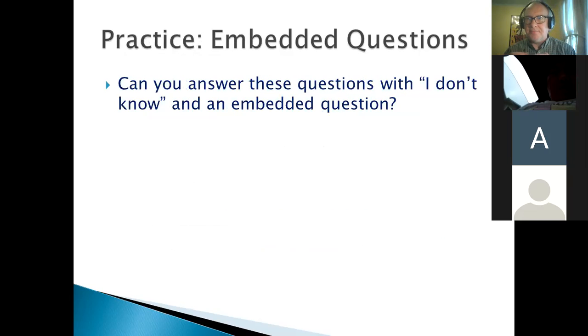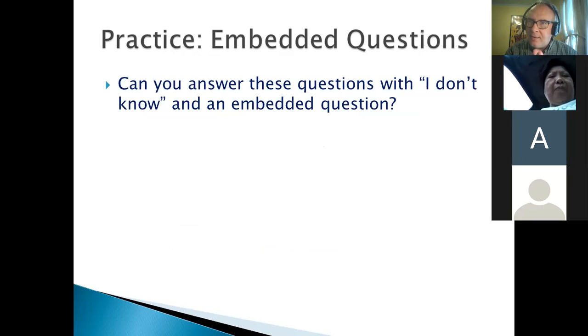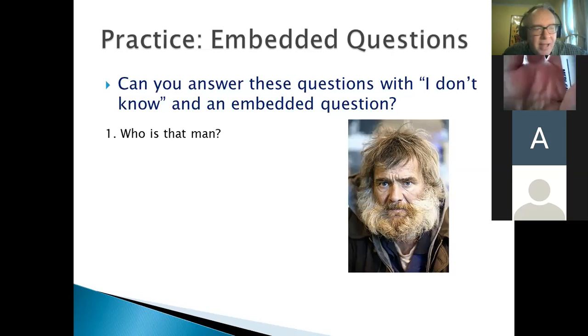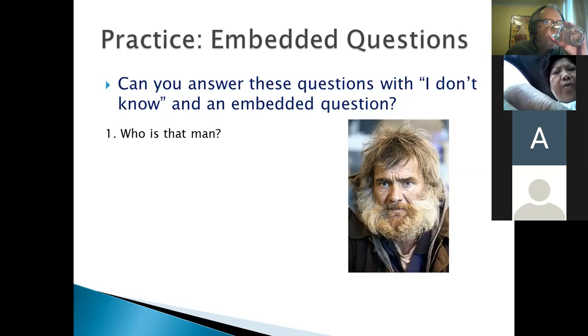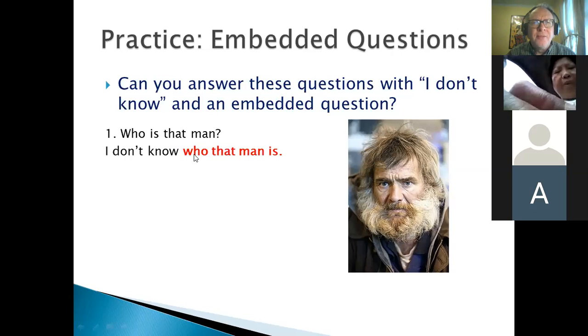All right, are you ready for some practice? Yes, okay. All right, so it says here, can you answer these questions with I don't know and an embedded question? Okay, so we're gonna say I don't know and we're gonna change things around. How do we change things around? Connector, subject, verb. All right, here we go. Who is that man? How could you say I don't know to that? What would you say? I don't know who the man is. I don't know who that man is, right. Watch the feedback there. Who that man is. Connector, subject, verb.